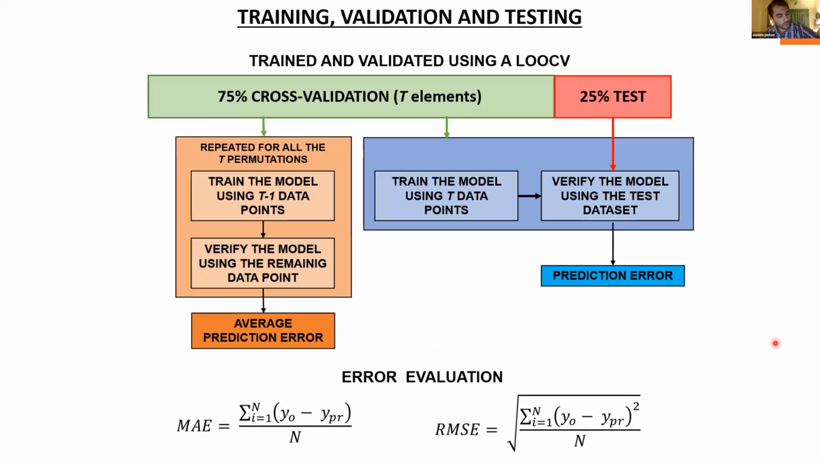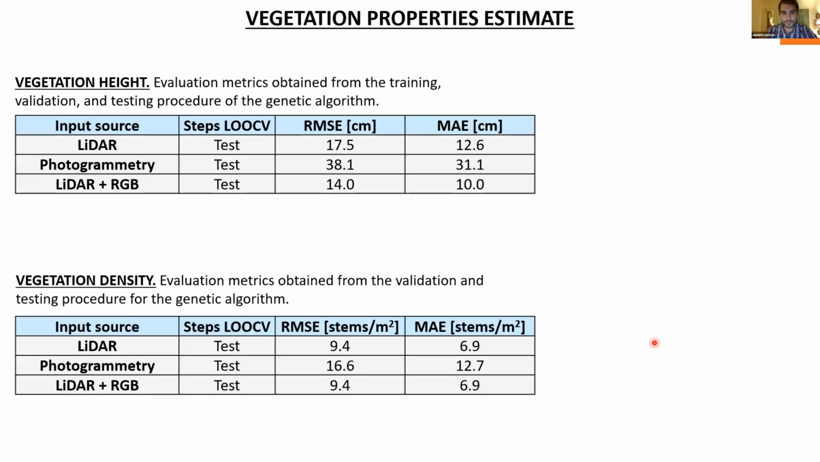The method I use to test and train the data set is this one. Basically, I divide the entire data set into parts. I cross-validate the genetic algorithm using 75% of the data set with a leave-one-out cross-validation method, and I use the remaining 25% to test it. And these are the statistical parameters I use to train and test the data set.